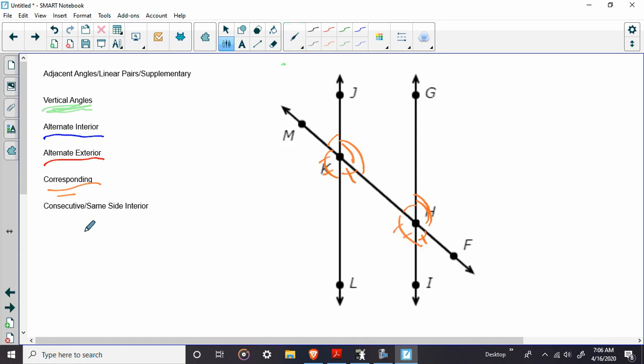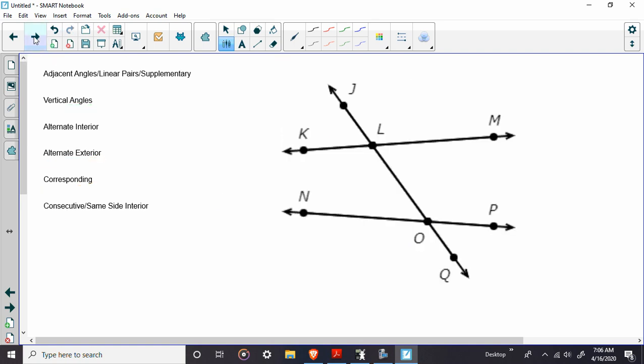Again, not really worried about consecutive or same side interior right now. The last thing I want to show you guys is when the lines are not parallel, we still have vertical angles. We still have alternate interior, but they're not going to be congruent. We still have alternate exterior, but they're not going to be congruent. We don't have corresponding because no longer does this angle correspond to this angle. They're not the same anymore, so there's nothing to correspond. So we still have these things, but they're not as important to us. You can still identify them, just we won't be able to tell things.